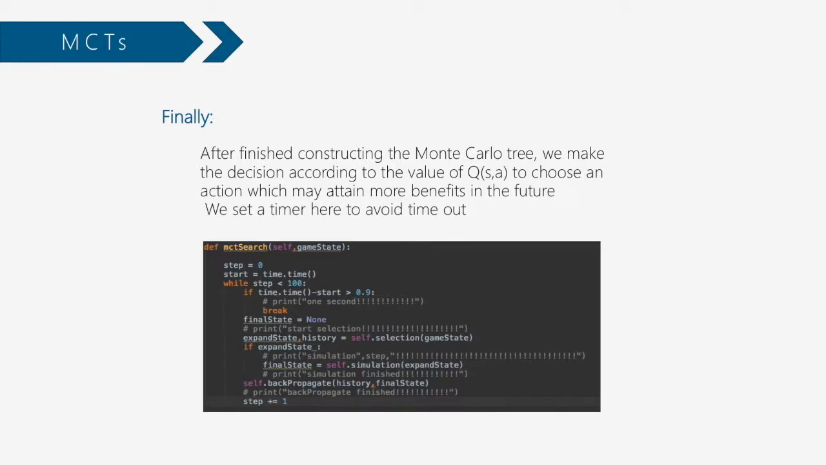After finishing constructing the Monte Carlo tree, we make the decision according to the value of Q(s,a) to choose an action which may attain more benefits in the future. In addition, we set a timer here to avoid timeout.